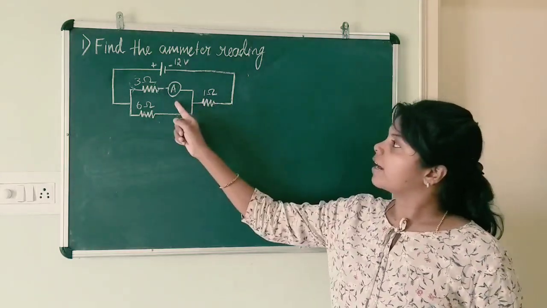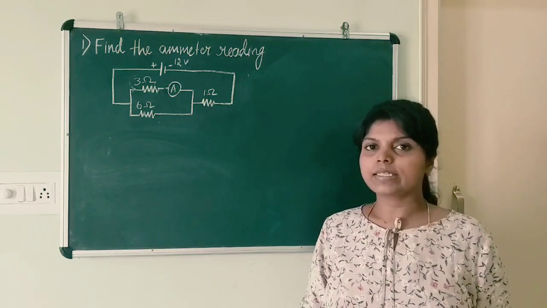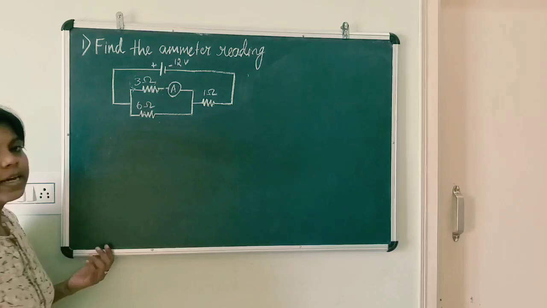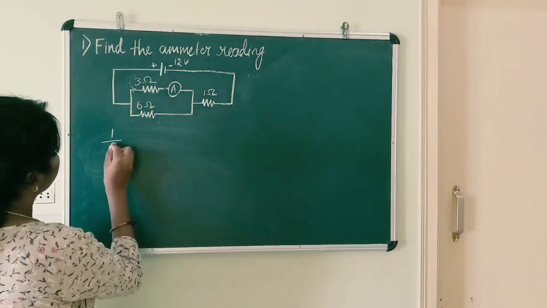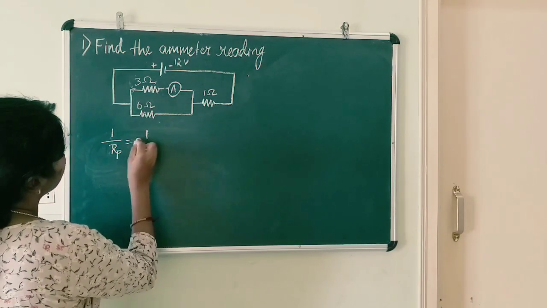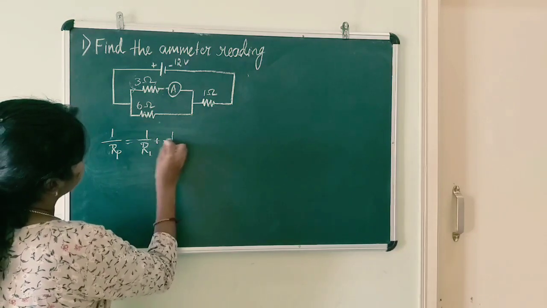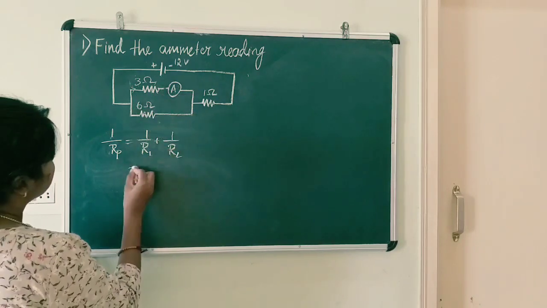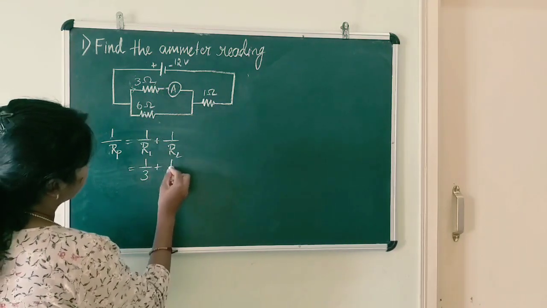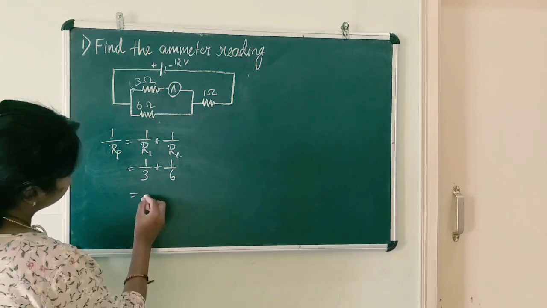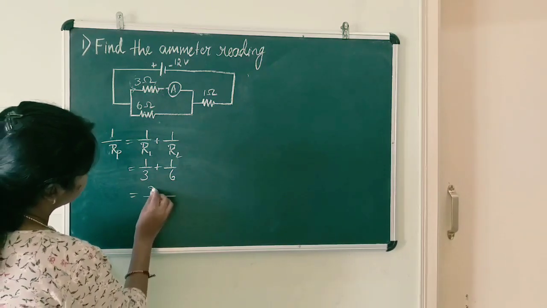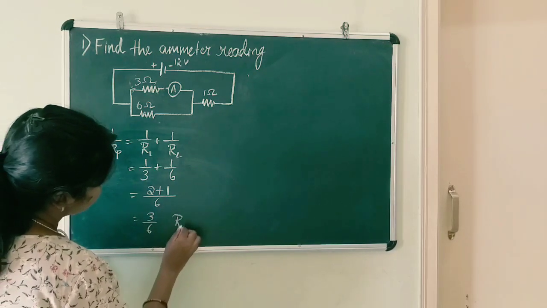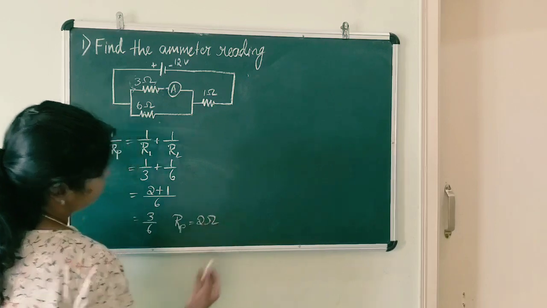So before we find the current, first we need to find the equivalent resistance. So let us solve one by one. We know that in parallel combination we use the formula 1 by Rp is equals to 1 by R1 plus 1 by R2. Let us take R1 as 3 ohm and R2 as 6 ohm. So 1 by 3 plus 1 by 6, take LCM, 6, here it is 2 plus 1, you will get 3 by 6. So Rp is equals to 2 ohm.